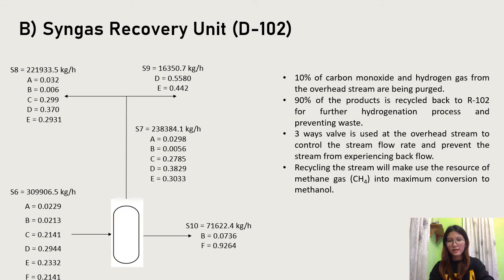Next is the syngas recovery unit. From the overhead product stream, 10% of carbon monoxide and hydrogen gas is purged out before being removed as waste, while 90% of the products are recycled back to the methanol reactor. The reason for this recycling process is so that the carbon monoxide and also the carbon dioxide will undergo further hydrogenation, as well as to prevent waste. We use 3 waste valves on the overhead stream so that we can control the flow rate of the stream.